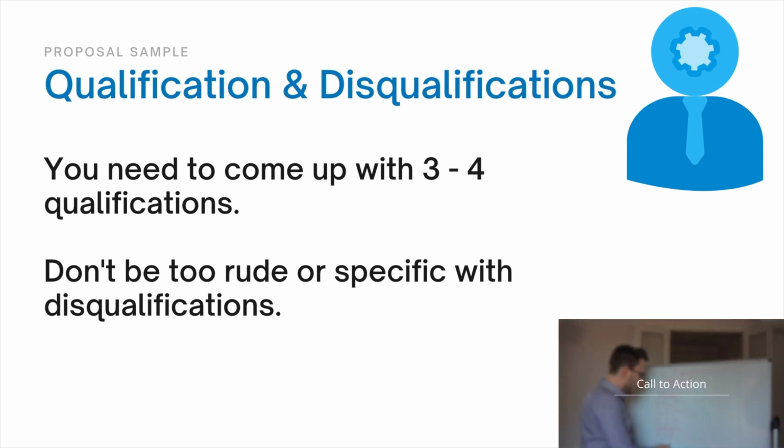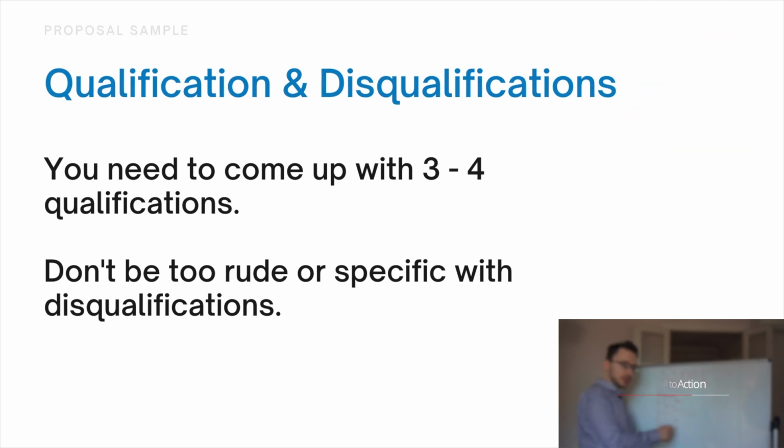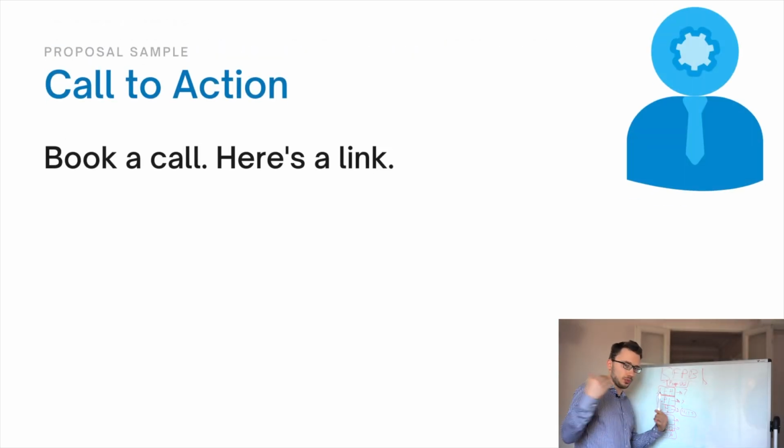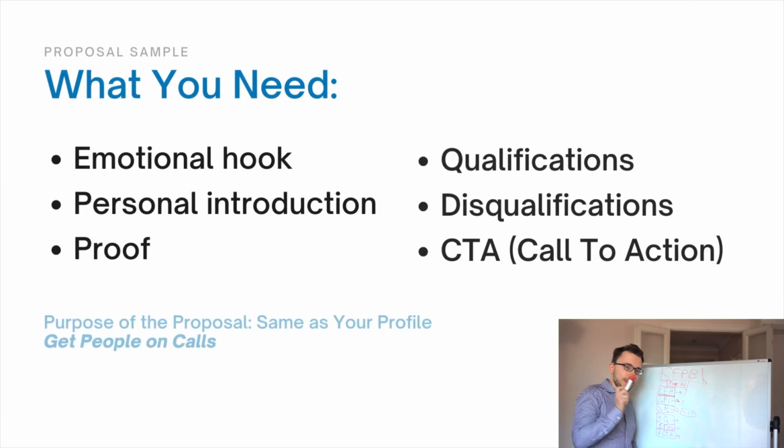Then you want to go to a call to action. And yes, it's quite fast. This is not a very long proposal. They're not going to read 5 pages of your stuff. So the CTA is book a call, here's a link. Okay, here's a booking link like Calendly or scheduled ones. And then you tell them what they're going to get, like why. With everything, it's about them, not you.